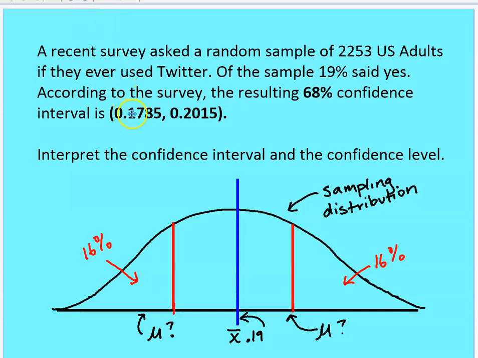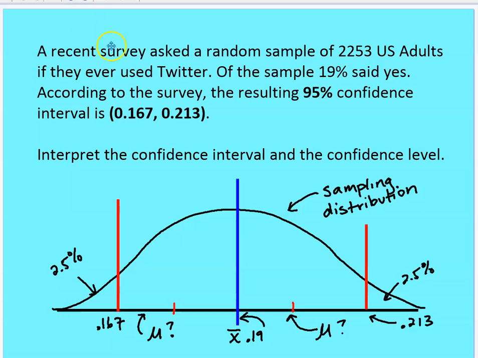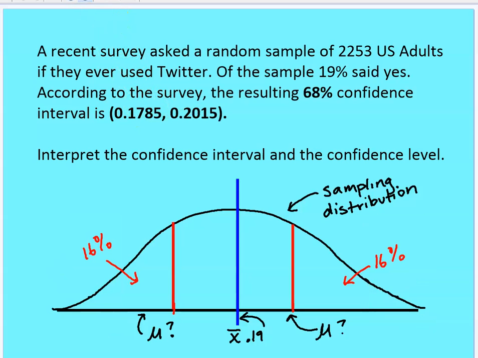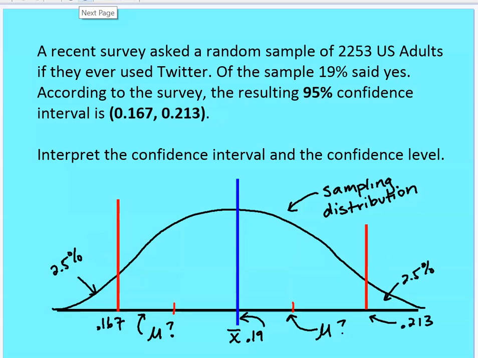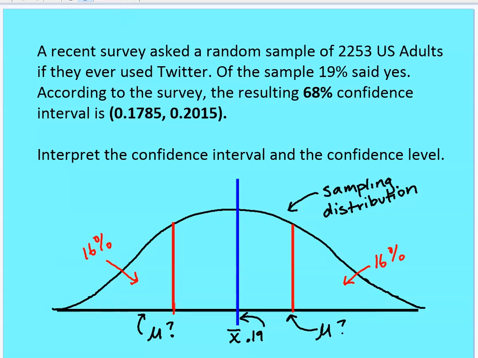So now the interval becomes 0.1785 to 0.2015, which is narrower than 0.167 to 0.213. Okay, so just a graphic representation of what happens when you decrease the confidence percentage. You're narrowing also the confidence interval.